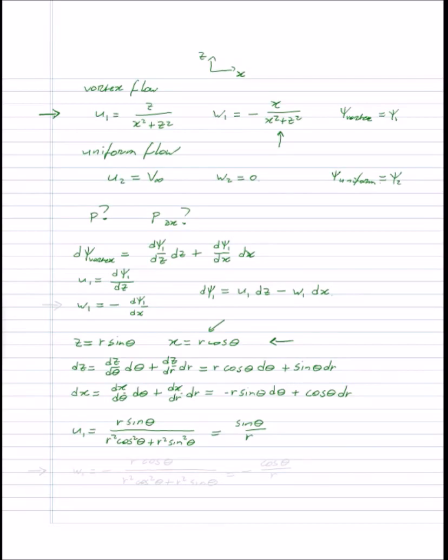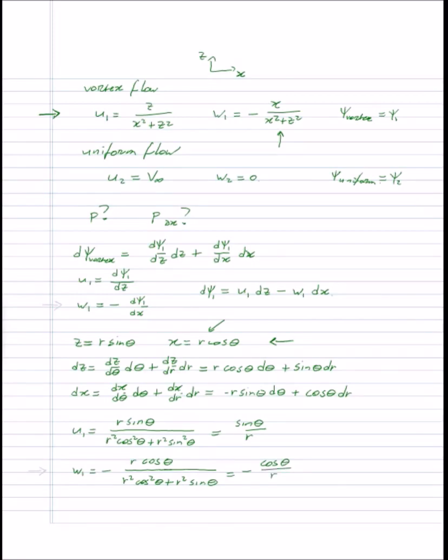Then we've got for w1, we can do exactly the same trick. So we've got r times the cosine of theta. We've got a minus sign in front of the entire equation. And at the bottom, we've got exactly the same, cosine squared theta plus r squared sine squared theta. Right, and so this will reduce to cosine of theta, and we divide that by r.